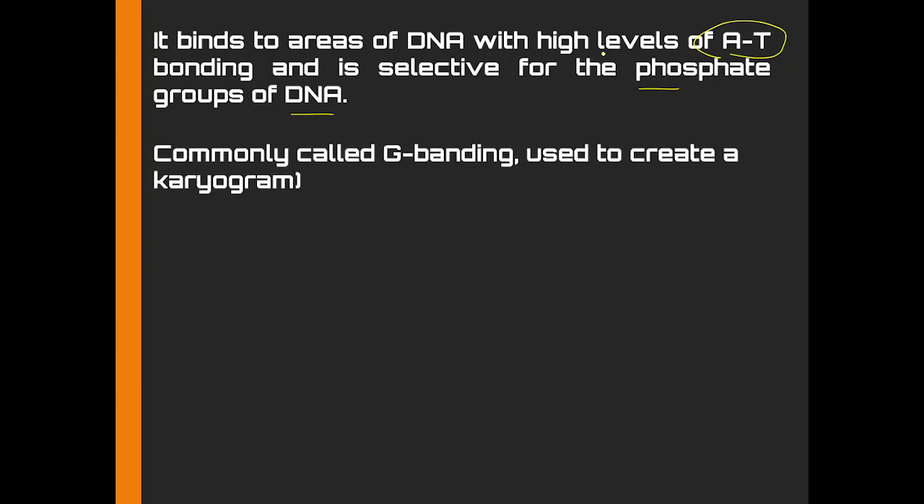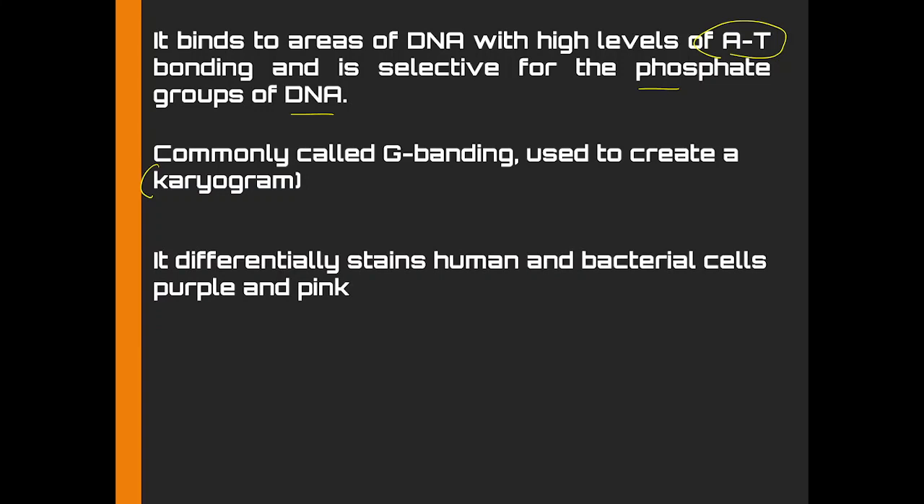Now G banding is used to create a karyogram, also referred to as a karyotype, which I showed to you. It can be used to study translocation, reciprocal translocation, deletion and duplication, and that's why it has a very important role in cytogenetics to find out chromosomal abnormalities. It can also differentiate between heterochromatin and euchromatin regions in chromosomes.